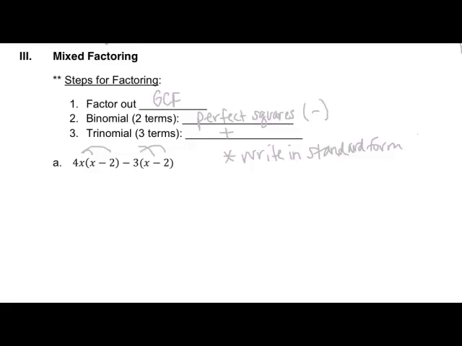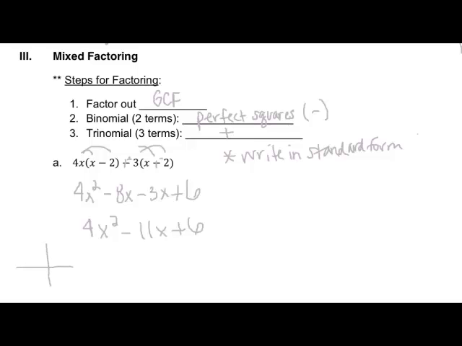So when we distribute, we get 4x times x, which is 4x squared, minus 4x times 2, which is 8x. Now minus 3, remember that's the same as adding the opposite, so this is a negative 3. So negative 3 times x, which is negative 3x. And then negative 3 times negative 2 is a positive 6. We can combine our like terms. So we have 4x squared minus 11x plus 6. Notice we are in standard form. We have a trinomial, so we can factor.